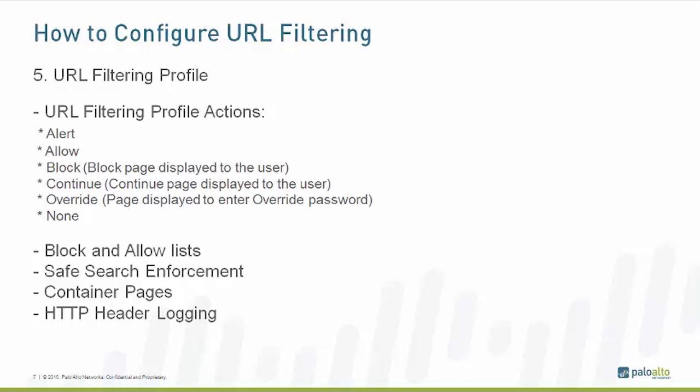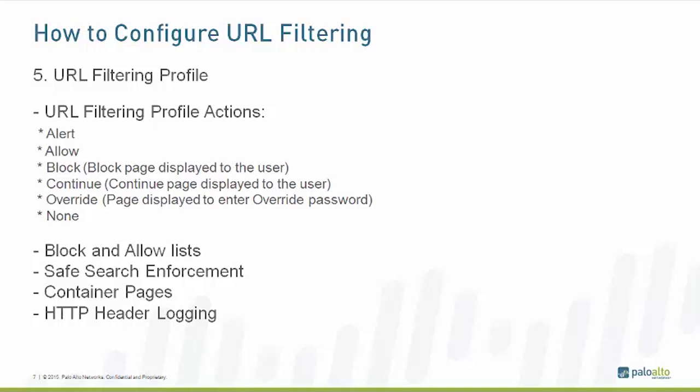This can be alert, allow, or block, where the content will display a block page. Continue is an option; it will actually have a page that the user has to click continue. With an override function, a page is actually displayed to the user with an option to enter an override password, or no action at all. You have block and allow lists inside the URL filtering policy.